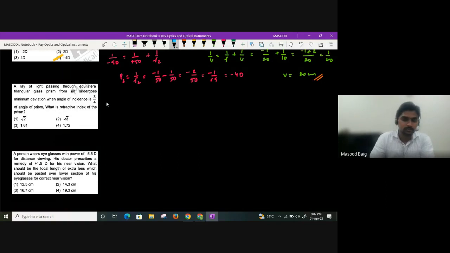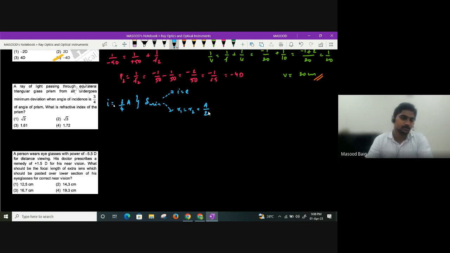Okay. So for it to undergo minimum deviation, they are saying the angle of incidence is 3 by 4 times the angle of prism. In this case, it is undergoing minimum deviation, guys. Now please tell me, very simple logic. When will a ray of light undergo minimum deviation? Two cases we have seen. Angle of incidence should be equal to angle of emergence. Both the refraction angles should be equal, and that should be equal to A divided by 2. Yes or no?